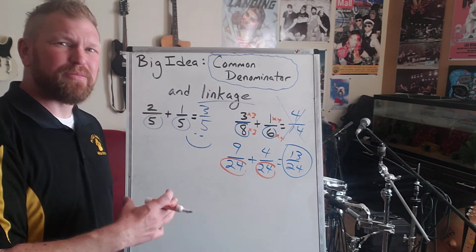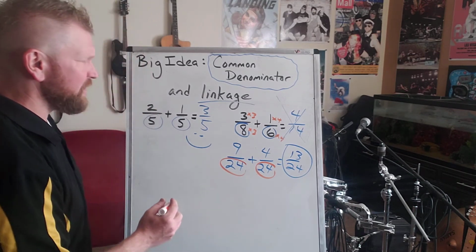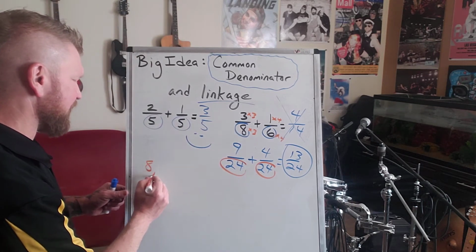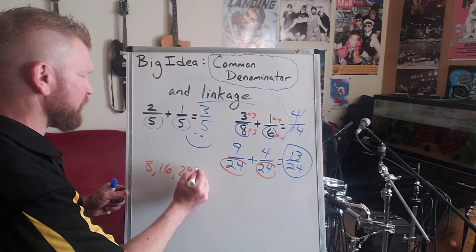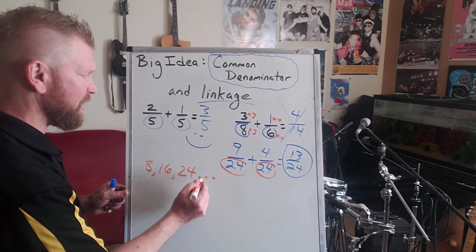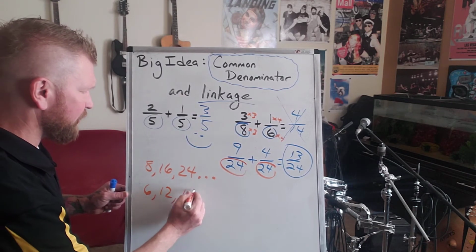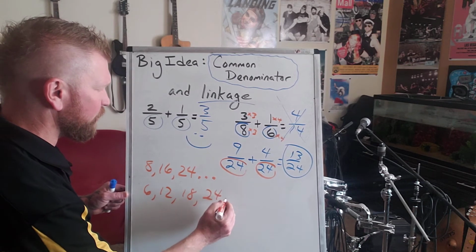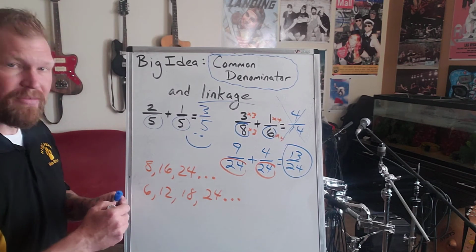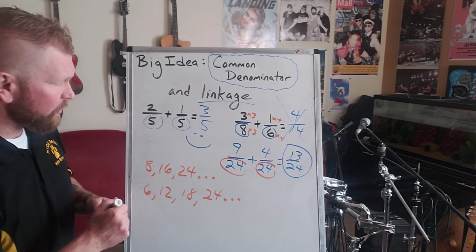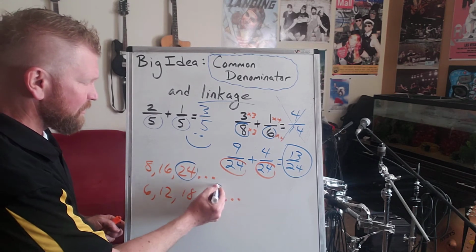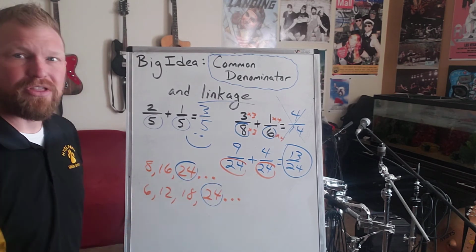So if we want to expand that thinking, really the thinking was this. Well, 8's go like this: 8, 16, 24, and it keeps on going up forever and ever. And 6's go like this: 6, 12, 18, 24, and it goes up forever and ever. And so we use 24 as our common denominator because it was in both of these lists.